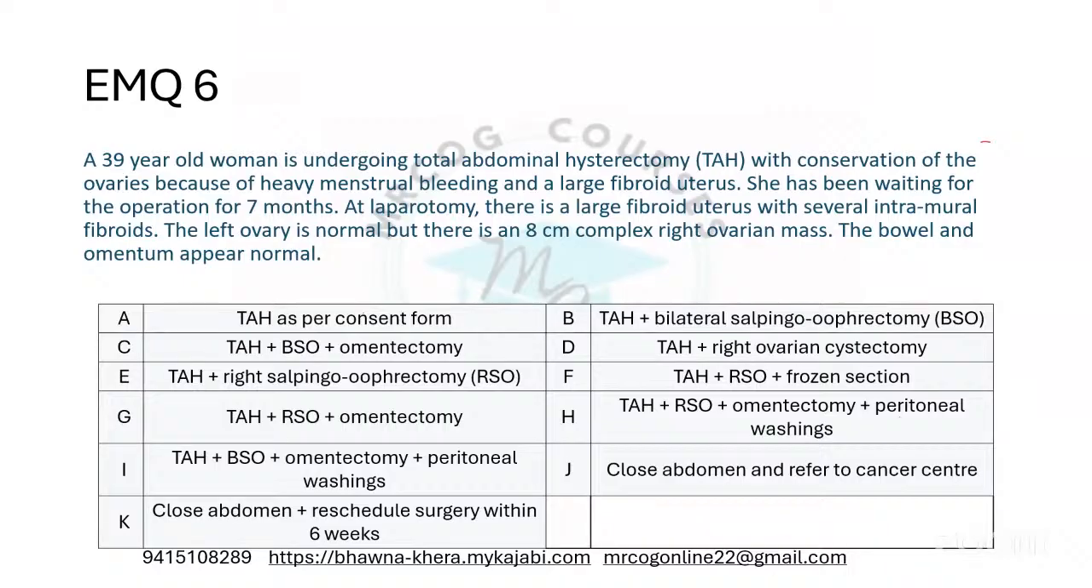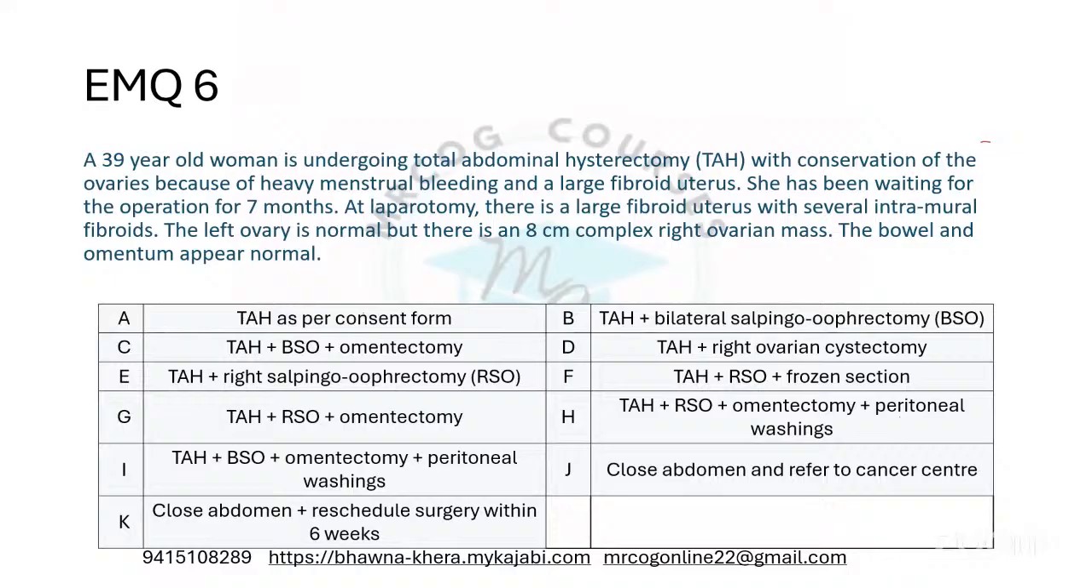So now in this question, basically the consent was for conservation of ovaries for this particular patient, but she has been waiting for the operation for a long time. And this is an 8 centimeter complex right ovarian mass. So we can still go with the TH with, we would have done the peritoneal washings in this case and omentectomy.